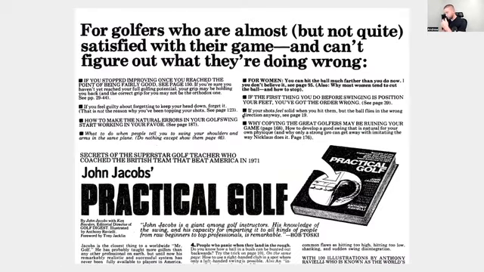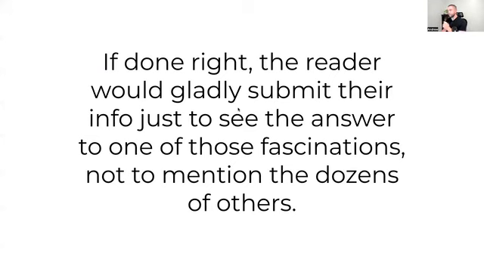Again, this old ad, which is one of my favorites, does the same thing. Curiosity bullet after curiosity bullet. The table of contents are a curiosity bullet. But the cool thing is, if you go and read those curiosity bullets, they're so good that the reader would happily submit their information just to get the answer to one of those things.